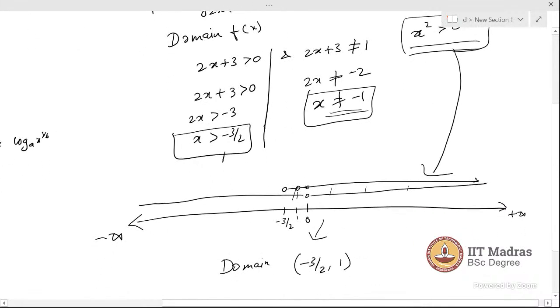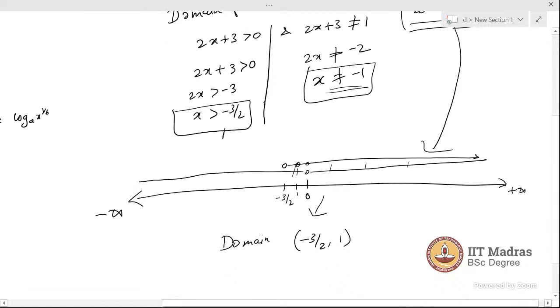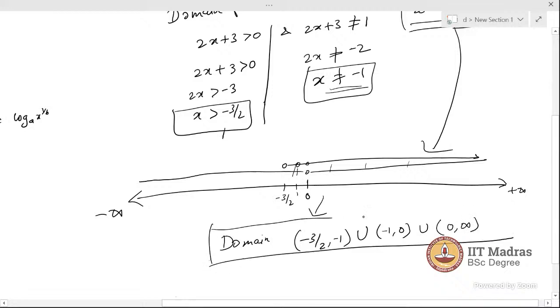It's just to show the intersection region. So this is the condition. Then from -3/2 to -1, then -1 to 0 union, I can say 0 to infinity. Now you see, I know my domain.